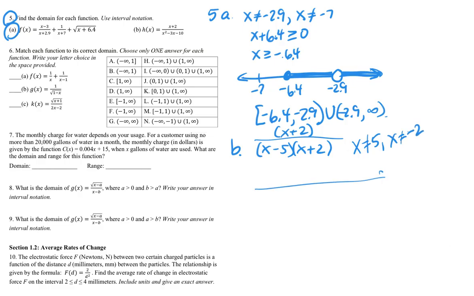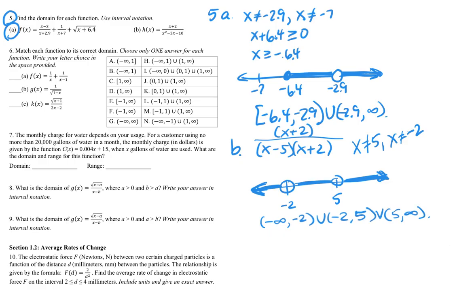If I put that on a number line, negative 2 and 5, I can put holes there, but every other x value is just fine. If I want to write that in interval notation, I would go from negative infinity to negative 2, union negative 2 to 5, union 5 to infinity. So that is 5b. Okay, let's move on to problem 6.